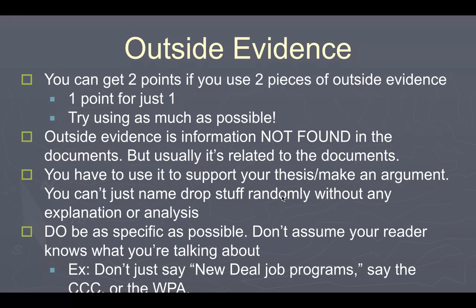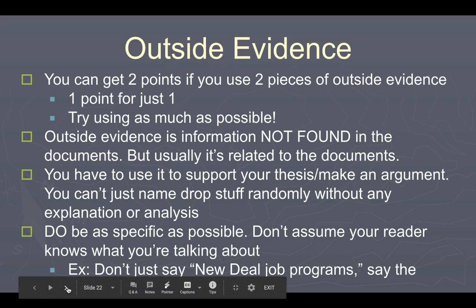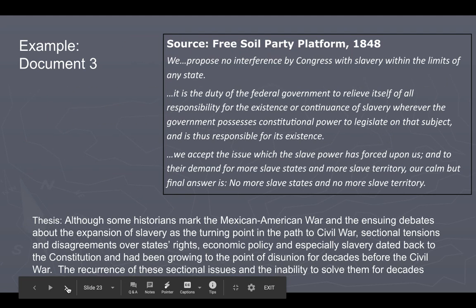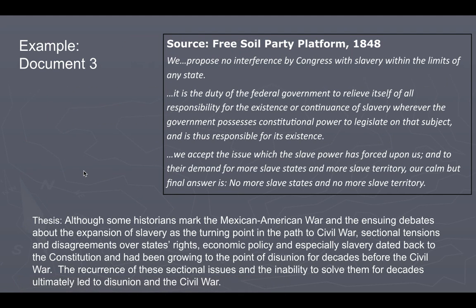You can't just randomly name drop somebody or something. And always try and be as specific as possible. You don't want to just say something like New Deal jobs. You want to actually name what jobs. And the fact that this test this year is open note should hopefully make that a little bit easier. So we're going to try that here with document number 3.